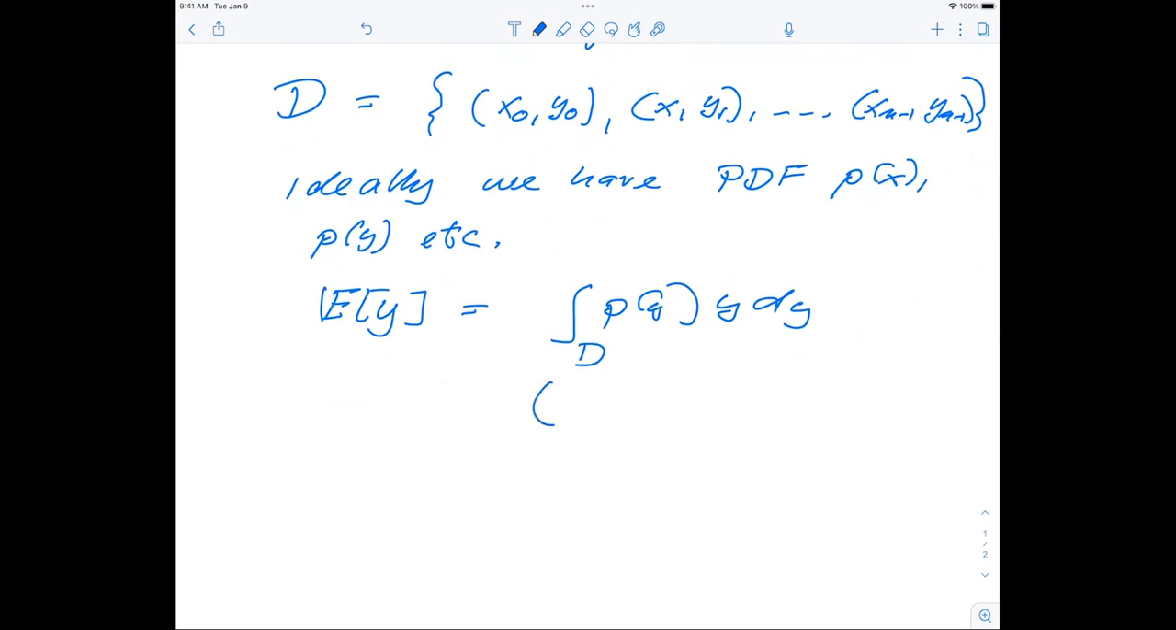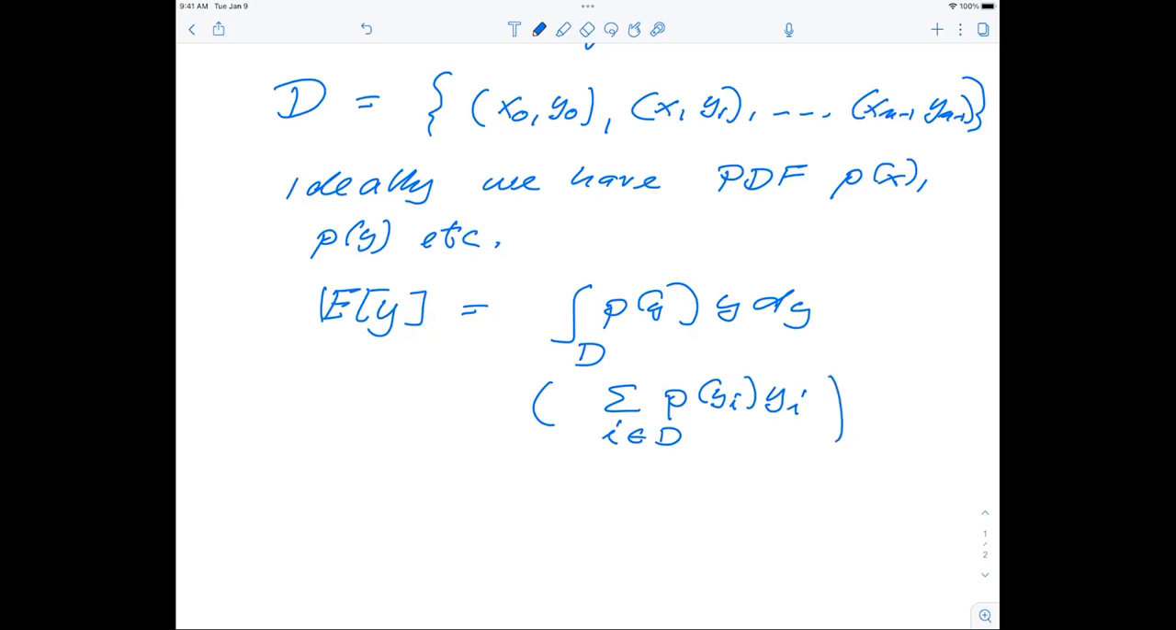And if it's a discrete probability distribution, this will be given by a sum of P of y_i multiplied with y_i, and we would sum over all the i's which are represented in the domain D. This is in case we have a discrete probability.